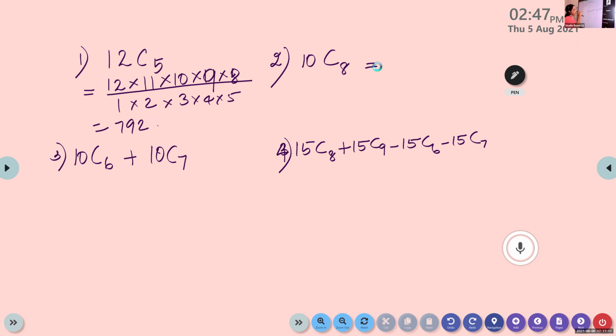Now, what is 10C8? Anaga. 10C(10 minus 8). Yes, very good. It is the same as 10C2. So it is the same as 10 into 9 by 1 into 2. So the answer is 45.